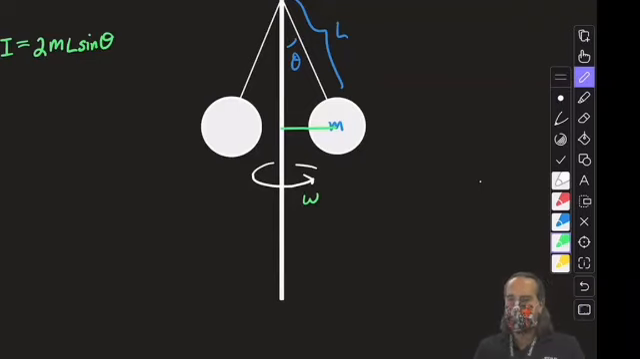Go ahead. Why isn't it L sine theta squared? It is. You don't see it there? Let me draw it a little darker for you just to make sure you see it.